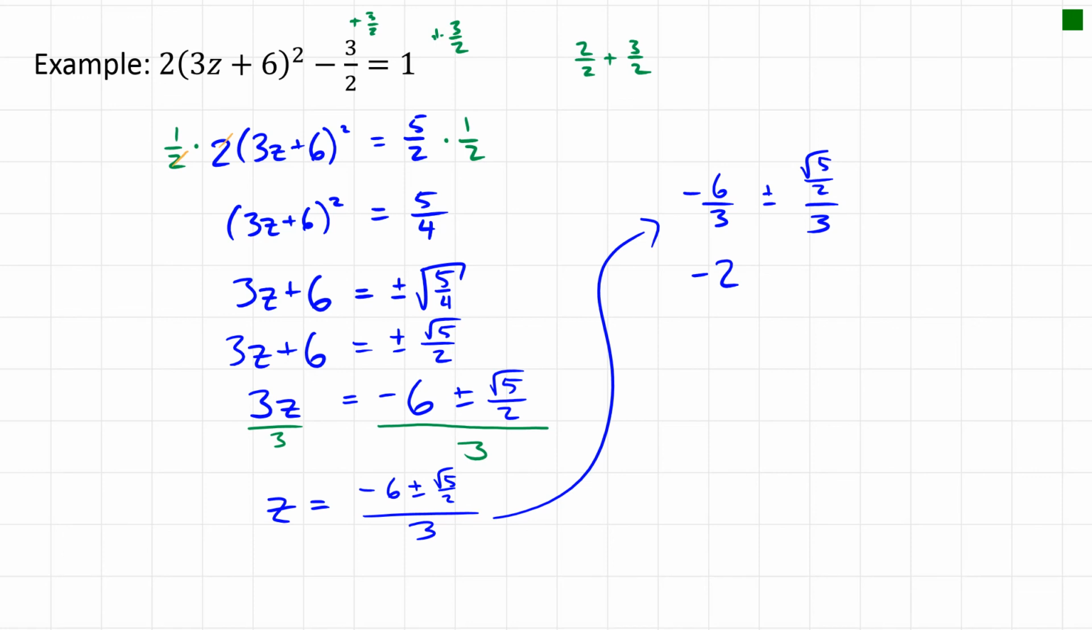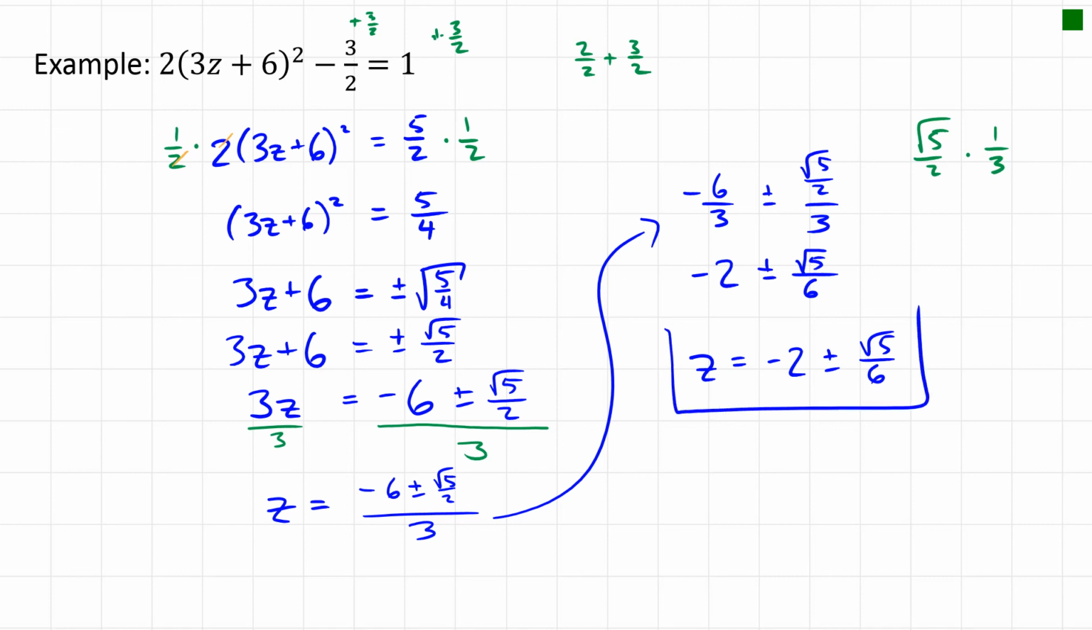And to simplify this complex fraction, we're going to rewrite this division problem as multiplication by a fraction. So root 5 over 2 divided by the 3 is the same as root 5 over 2 multiplied by 1/3. And that lets us combine those denominators, root 5 times 1, and then 2 times 3 is 6. So z equals -2 plus or minus root 5 over 6 is the cleanest way you can write this solution.